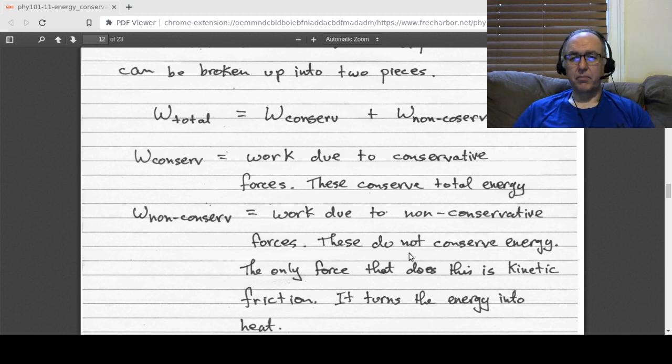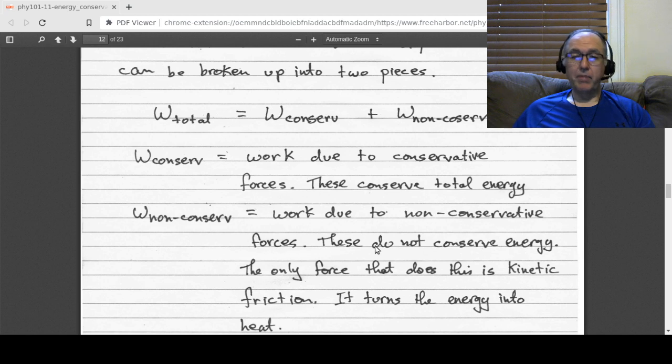Okay, it looks like that energy disappears, and people were confused about this until Joule came along, and then he said, no, no, no, that energy is still there. You just can't see it. It's in heat. We call those non-conservative forces. Now, if that's a bit confusing, let's just think about it this way. There's only one non-conservative force, and that's friction.